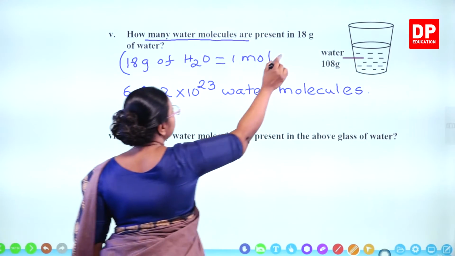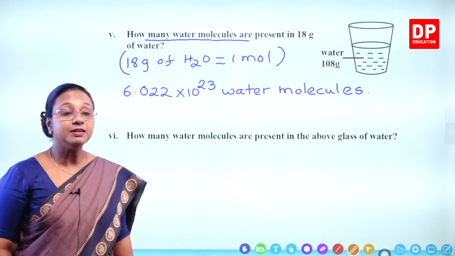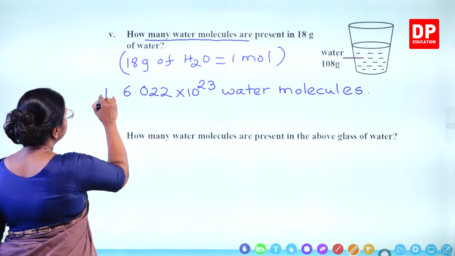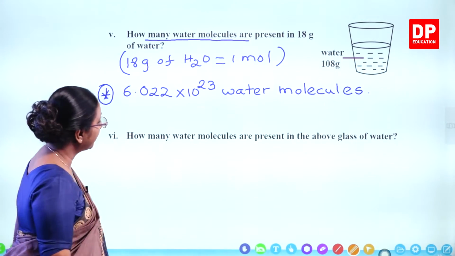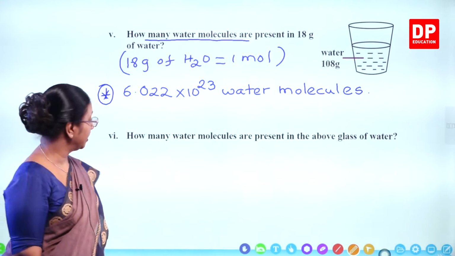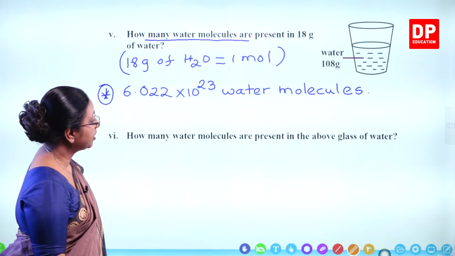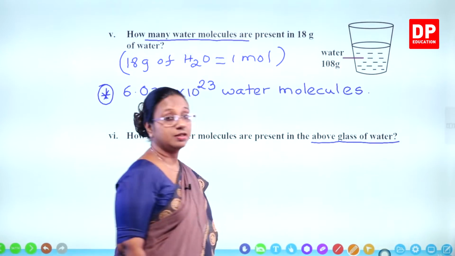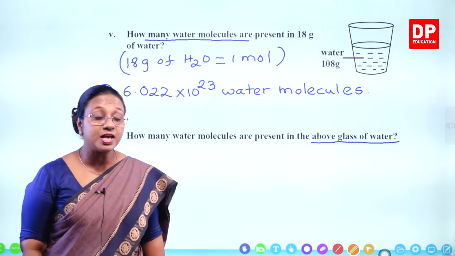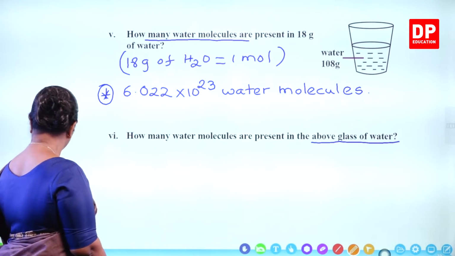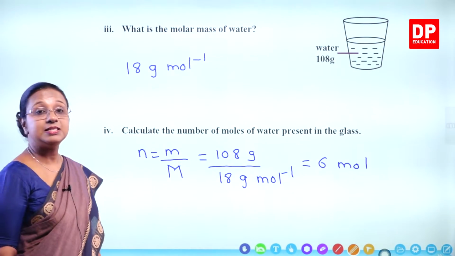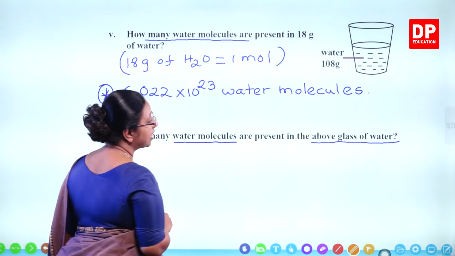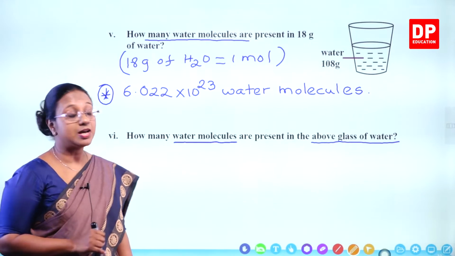I wrote these to explain how you get the value. If you write only this, that is more than enough. 6.022 into 10 to the power of 23 water molecules. How many water molecules are present in the above glass of water? We calculated the number of moles. How much was it? Can you remember? Here you can see it's 6 moles.